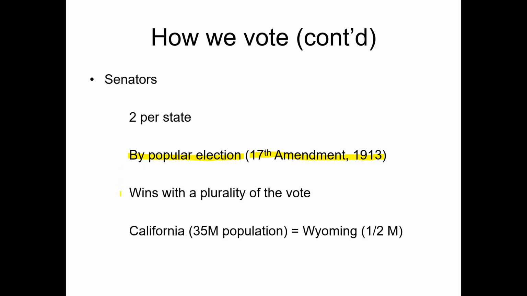They also win with a plurality of the vote, which means you just have the most votes. We do have some unequal elements with our Senate. California, for example, which has a population of 35 million, has 2 senators. Wyoming, which has a population of only 1/2 million people, also has 2 senators.